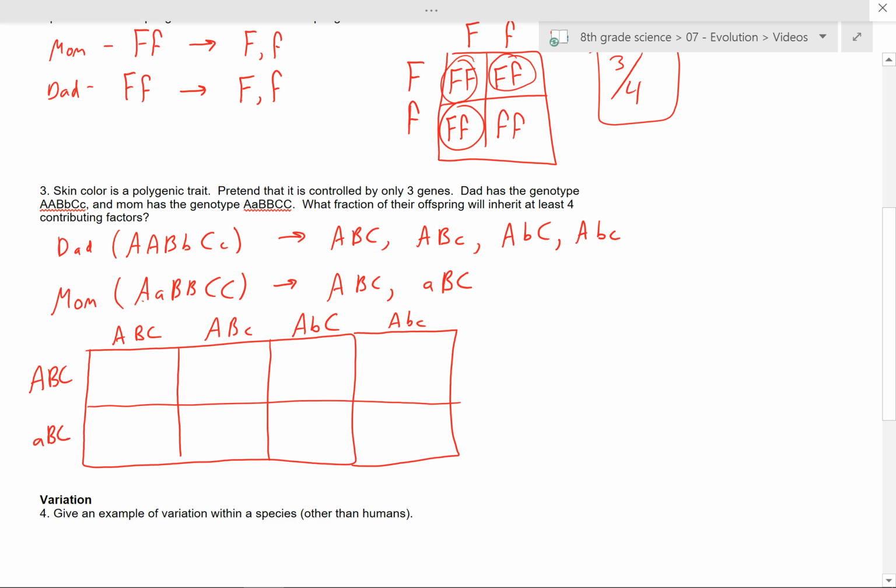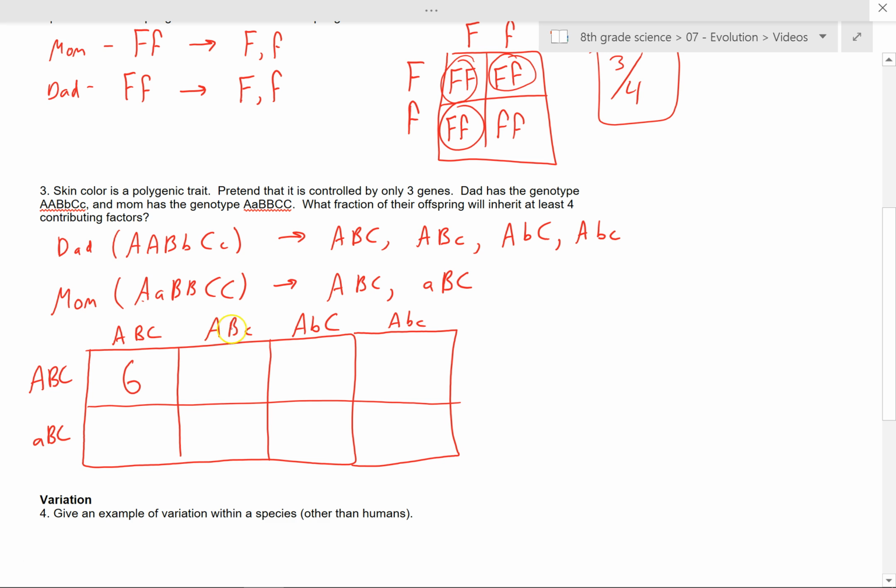Now, you don't actually have to go through and find the letters for each one of these offspring. All we really care about is how many contributing factors we would have. Contributing factors are shown as capital letters. So you can go through and write down the genotype for each one of these and then count up capital letters. I'm just going to skip right to counting up capital letters though. So this square right here, we'd be getting 1, 2, 3 capital letters from dad, 1, 2, 3 capital letters from mom, so we'd have 6 capital letters there. Big A, big A, big B, big B, big C, big C.